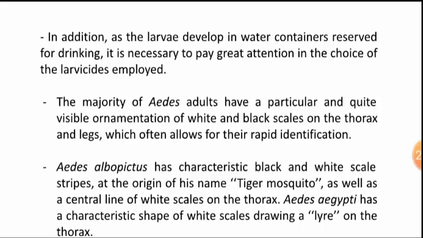Aedes albopictus has characteristic black and white scale strips, which is the origin of its name, tiger mosquito, as well as a central line of white scales on the thorax. Aedes aegypti has a characteristic shape of white scales drawing a lyre on the thorax.